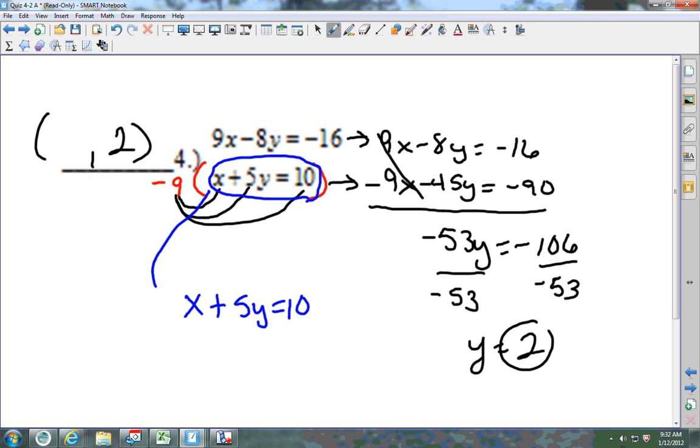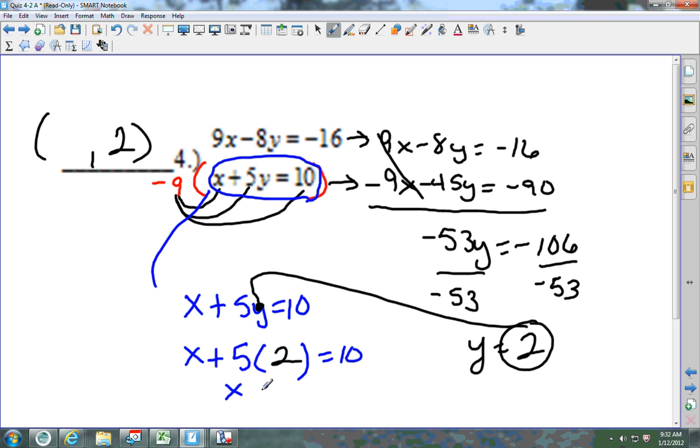I'm going to take the 2 and put it in here for the y. Please, please, please do not write x plus 2 equals 10. If somebody did this, what did they do wrong? They forgot to multiply by this 5. So you're supposed to have x plus 5 times y, which is 2, equals 10. Well, 5 times 2 is 10, so x plus 10 equals 10. Subtract 10 from each side. X equals 0. Your solution should be 0, 2.